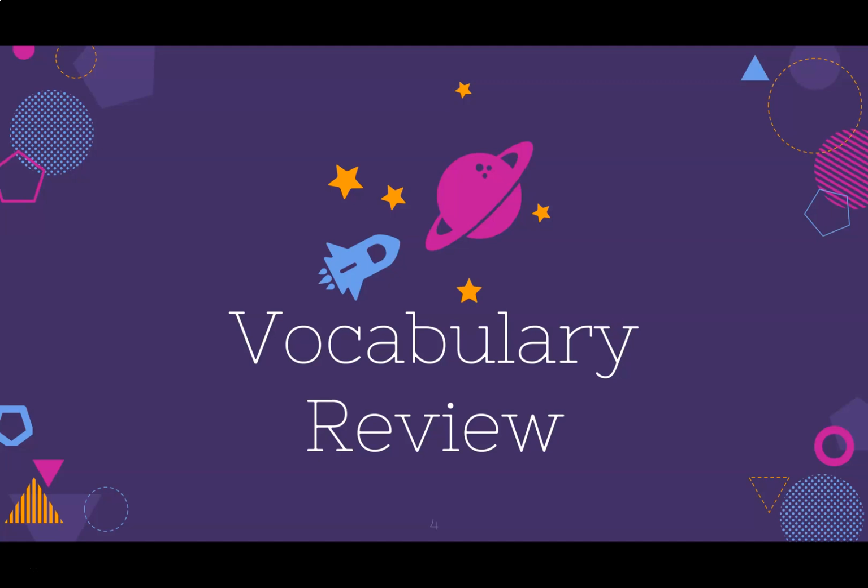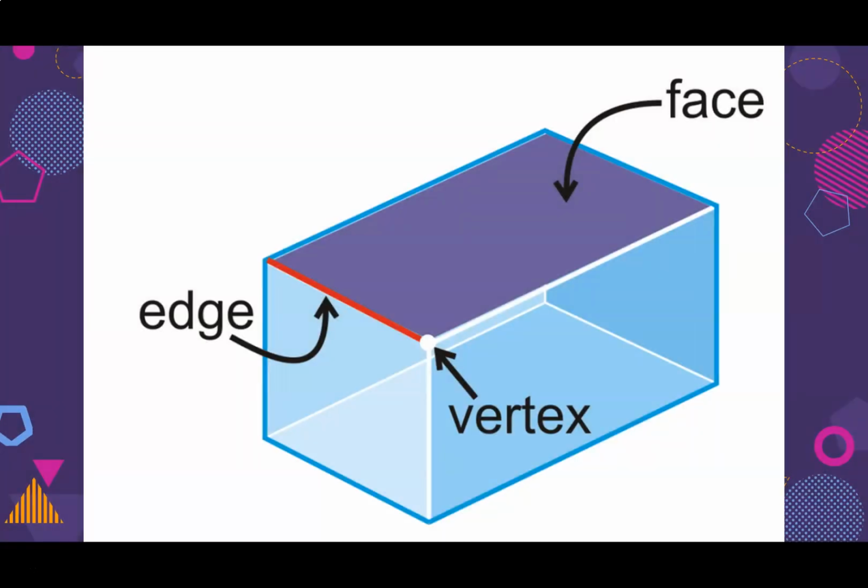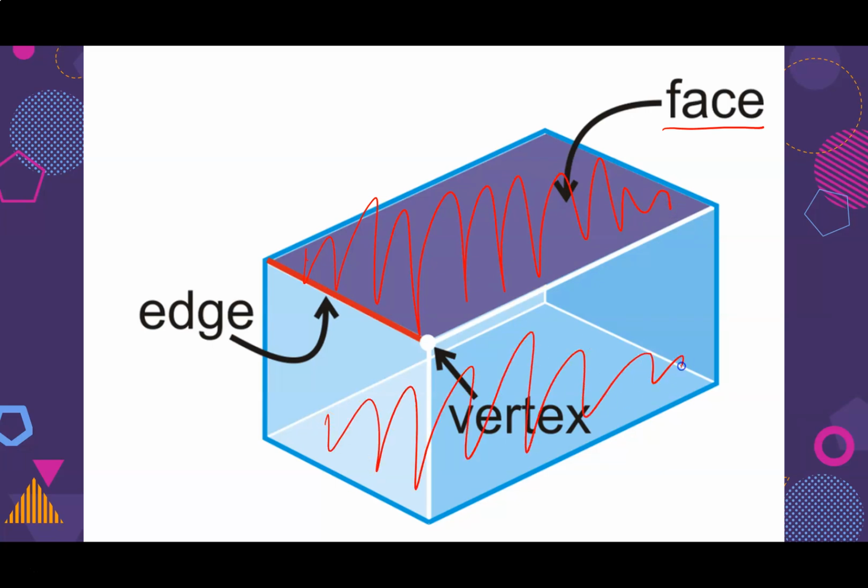Before we begin, I would like to review some vocabulary. Let's start with the word face. In 3D shapes, the word face means one of the surfaces. So we could say that is the top face. It also has a bottom outlined here, and then, of course, the four faces around the side.